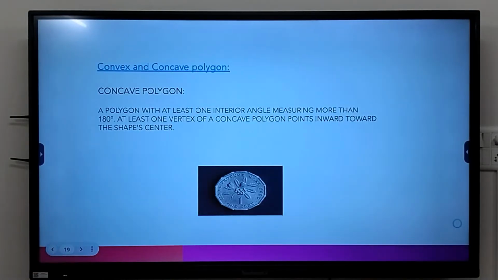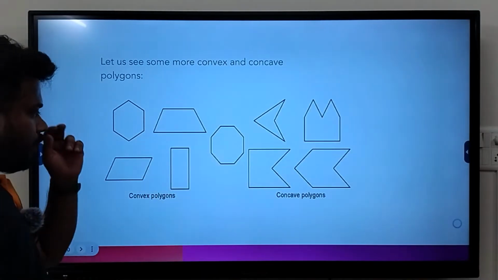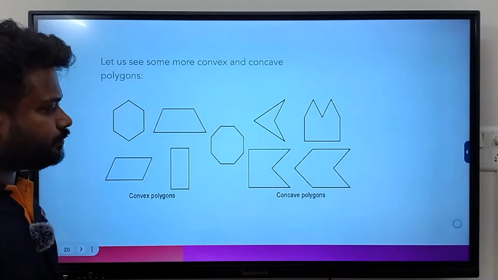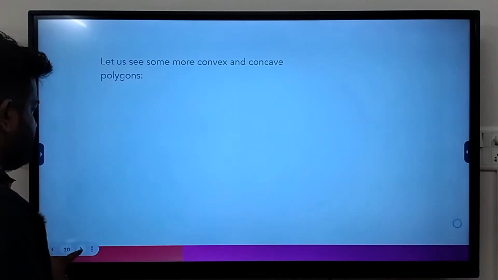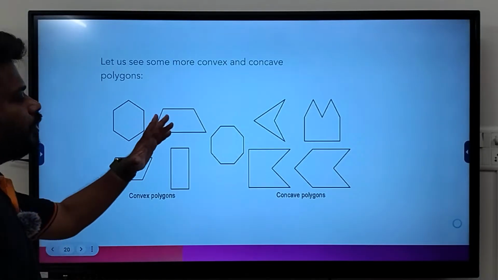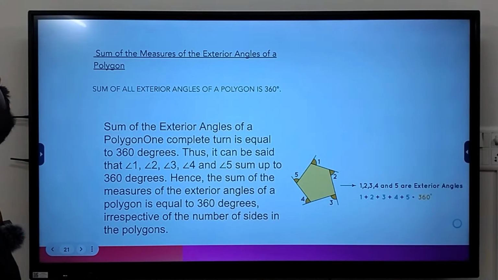Measuring the interior angle, measuring more than 180 degrees. They are all covering these properties. Okay, right? Next, the sum of the measure of the exterior angles of a polygon.